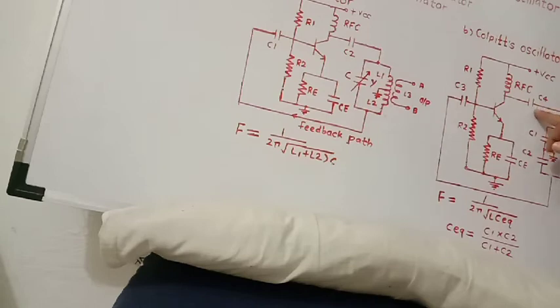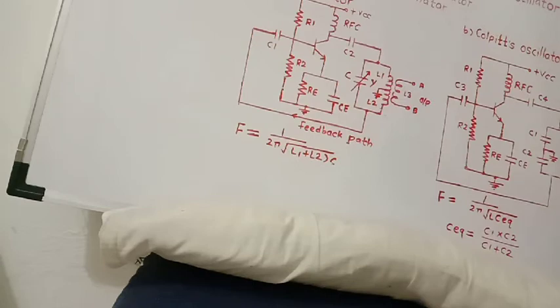This is a DC blocking capacitor. It opposes DC, and it passes only AC. This AC signal is passed through capacitor C4 to the tank circuit or parallel resonant circuit.